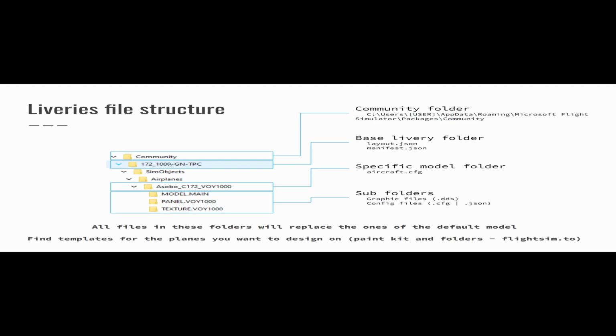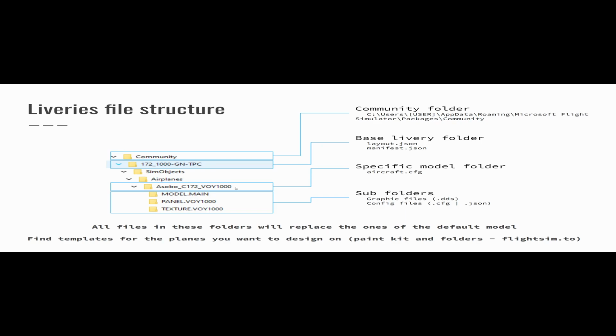When I make liveries, I try to make it easy to understand, but this is the main TPC 172 livery. So 172, G1000, GN I'm not sure, and TPC. So there you go. This is the root folder. In that folder, you will find two files, layout.json and manifest.json, and these files will need to be edited for each livery. Then at the end of the tree, you have a model specific folder.